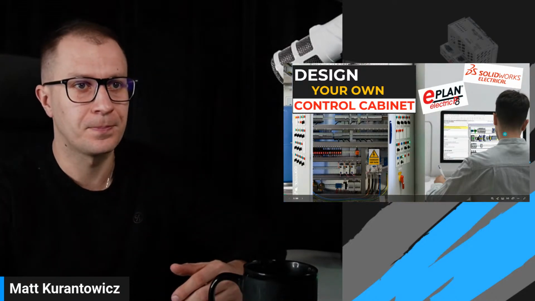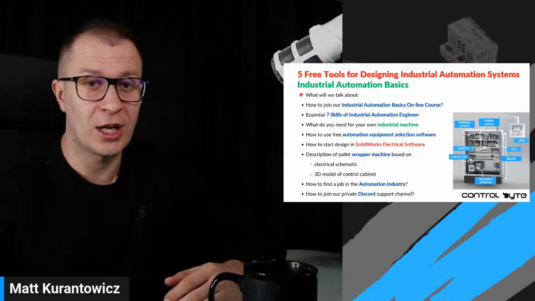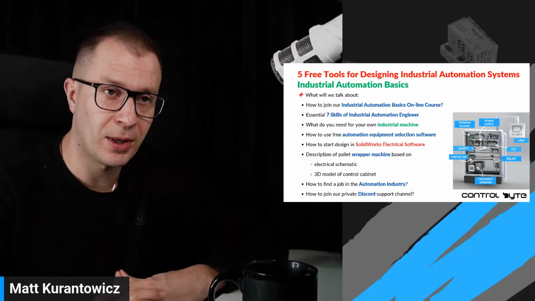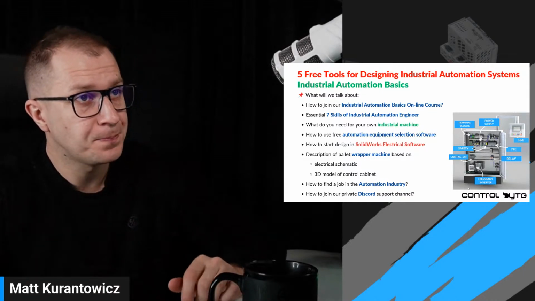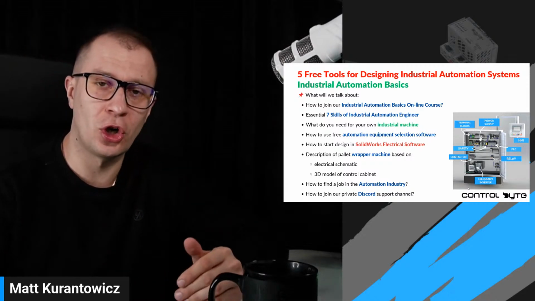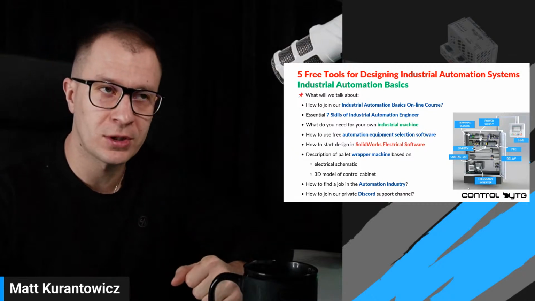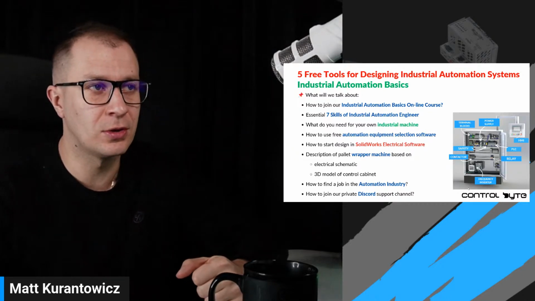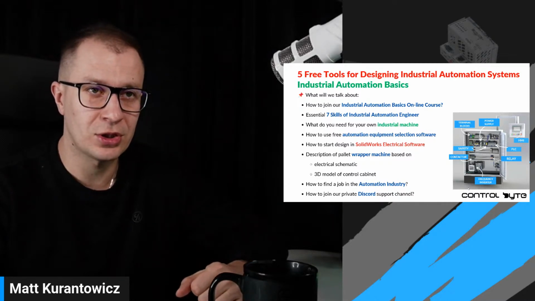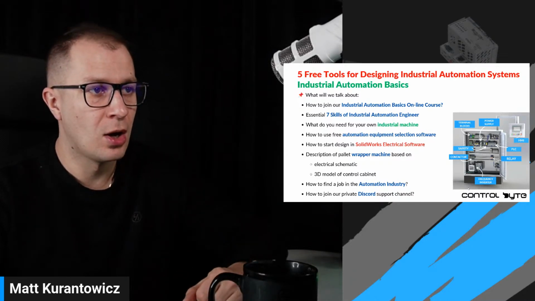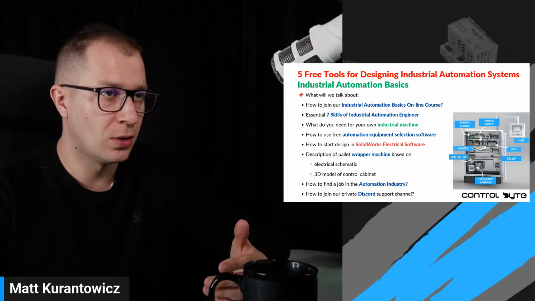Let's get started. Okay, so this is my plan. I will show you 5 tools which we use in Control Byte Company to design industrial automation machines, and I will show you how to join our course. What's more, I will say a few words about what skills you need to be an industrial automation engineer, a professional engineer in the branch, and how to get a job using these skills.